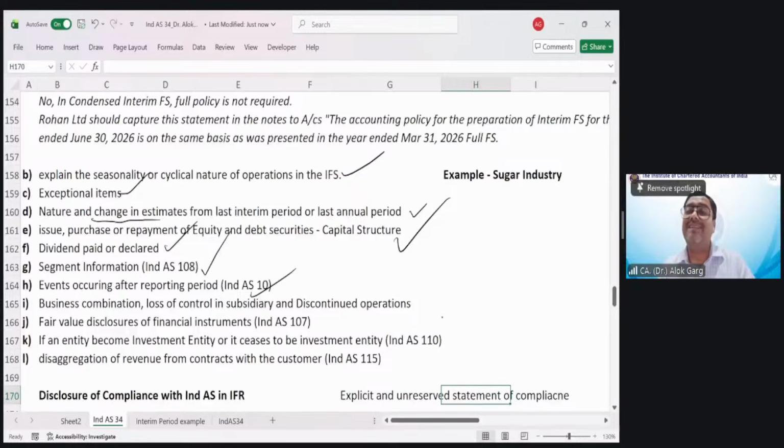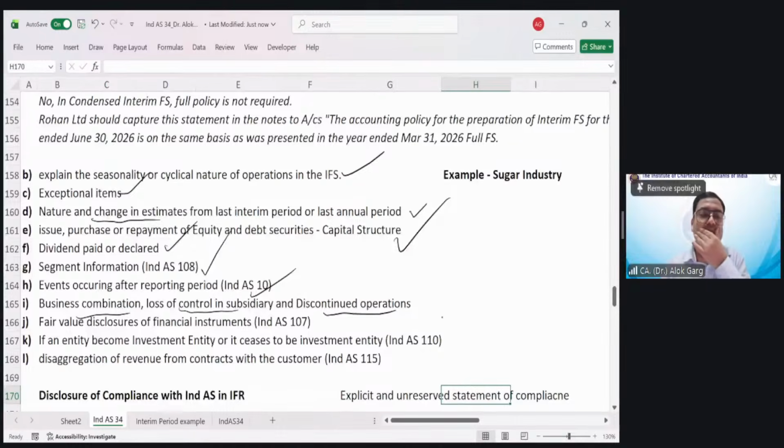If there is any adjusting event or non-adjusting event: if it is an adjusting event, it has to be adjusted in the interim financials. If it is a non-adjusting event, it has to be disclosed in the interim financial statement, right? If there is any business combination, a merger and acquisition which happened during the quarter, or loss of control in a subsidiary. Earlier, the company was having 70% stake in a subsidiary. During the quarter, the company has sold out 30% stake, right? So there is a loss of control in subsidiary, and discontinued operations, okay? So these are also required to be disclosed irrespective of the size.